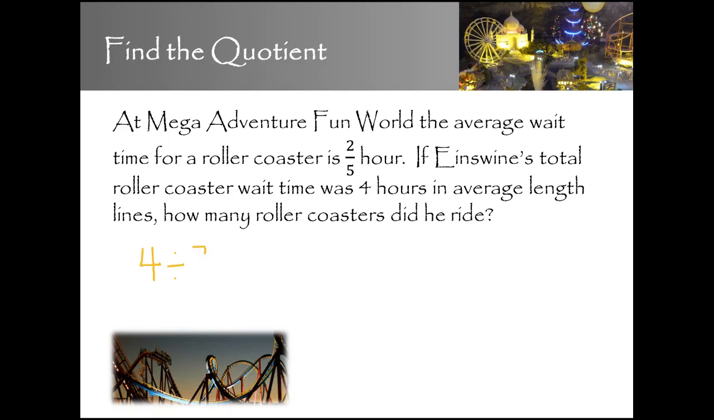Once we have the problem set up, we can easily solve. We start with our first fraction, and I'll put that over 1, and we'll multiply by the reciprocal of the second, which is 5/2. I then look to see if I can cross cancel, and both 4 and 2 can be divided by 2, and I multiply straight across and get 10/1. This tells us that Einstein rode a total of 10 roller coasters.